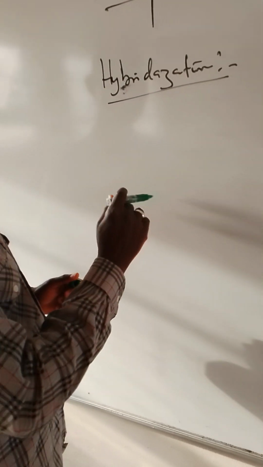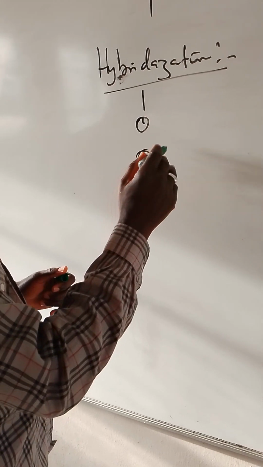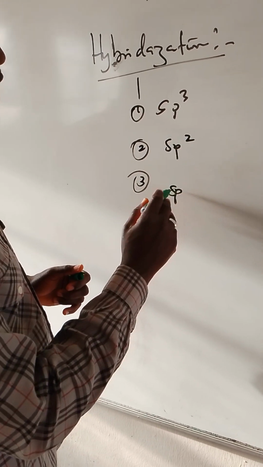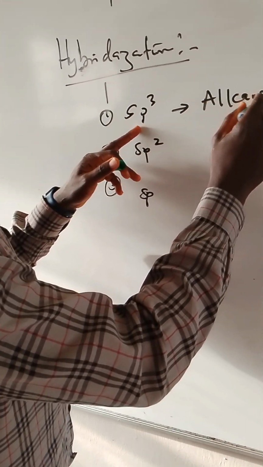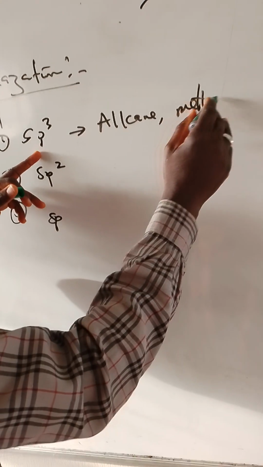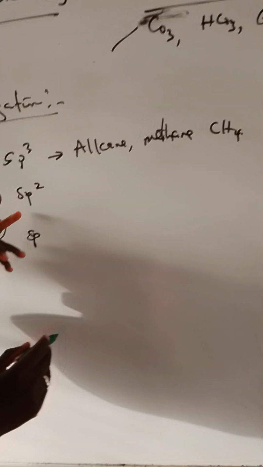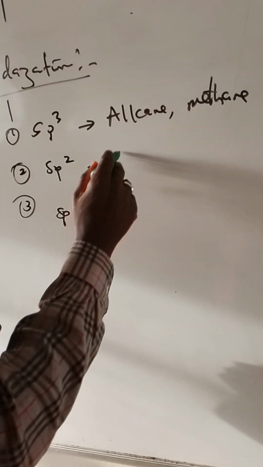And based on this hybridization, there are three types of hybridization. We have sp3, we have sp2, and we have sp. The sp3 are the family of alkane. An example is methane, and this is methane, CH4. We have the sp2, and the example of sp2 is alkene.